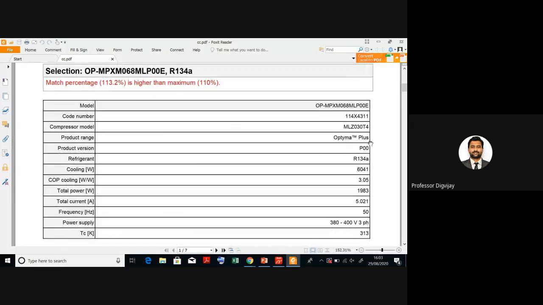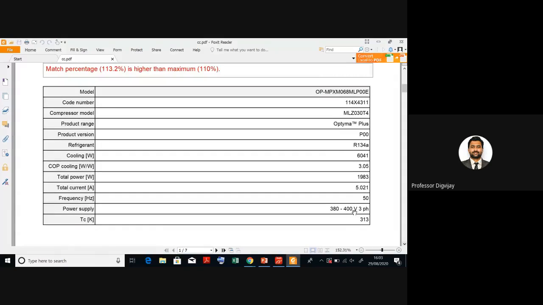Okay, so this is my model. We have selected Optima Plus, which is owned by Danfoss. Then this cooling capacity, they have calculated. So considering the other factors, they have calculated it as 6041 watt. So that is roughly 6 kilowatt. So it is nearer to our values. We have calculated 6.2 kilowatts. Here they have calculated considering other values. Previously they had calculated something like 5.3. So considering other factors also, they have now calculated it as 6 kilowatt.